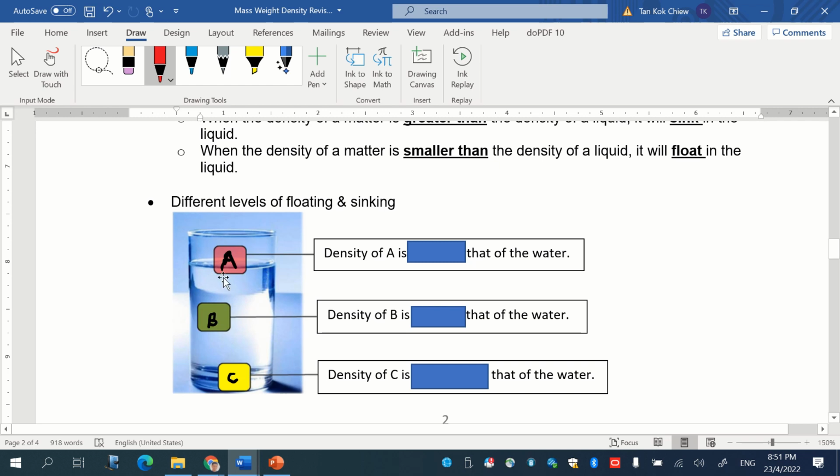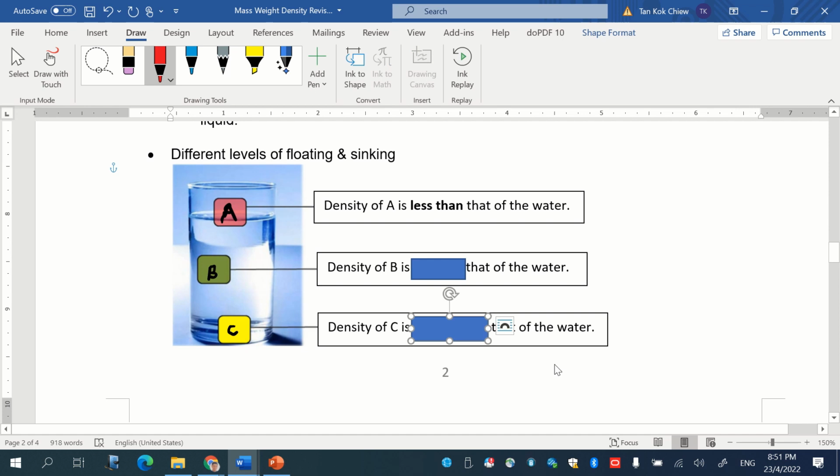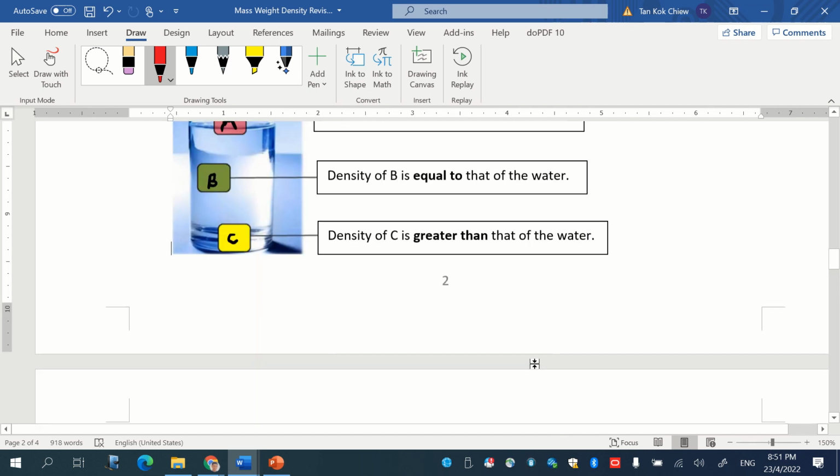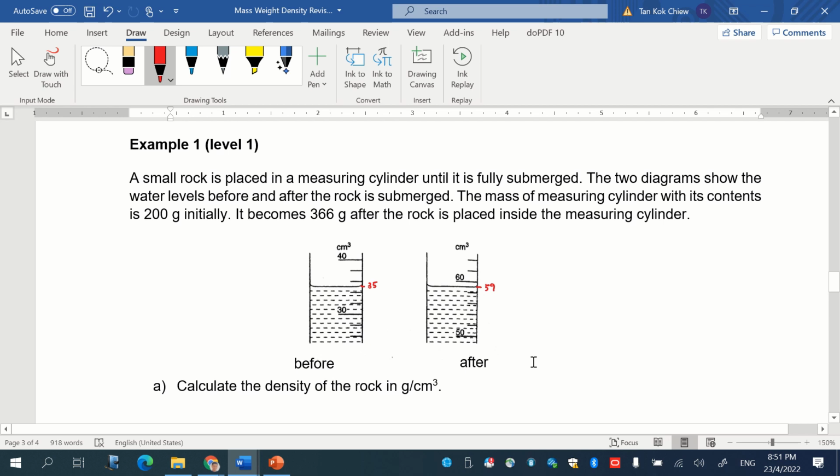Like substance A floating so high up here, so the density of A is less than that of water. Whereas C sinks to the bottom, so the density of C is greater than that of this glass of water. But B floating in the middle, in American it means neutral buoyancy, but in our physics we just say that the density of B is equal to the density of the water in this glass. All right, let's have a quick practice.